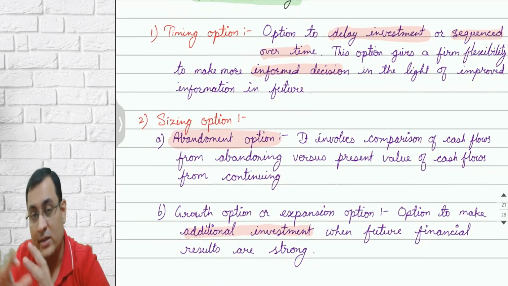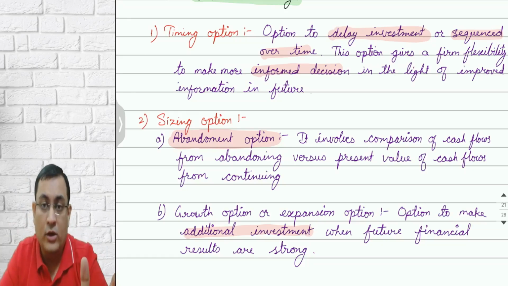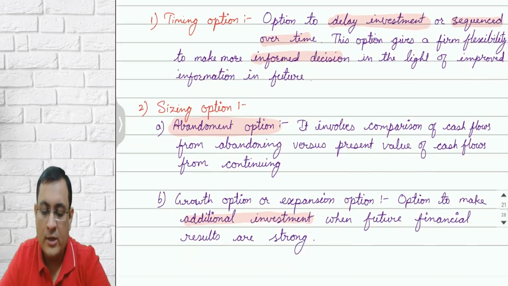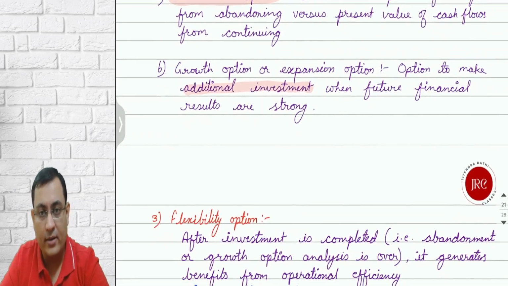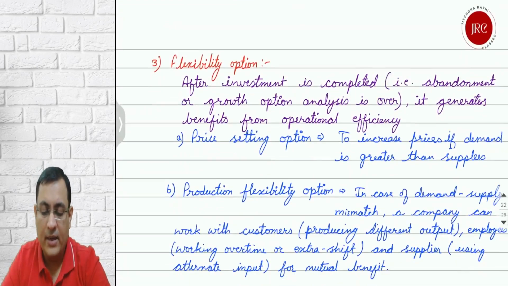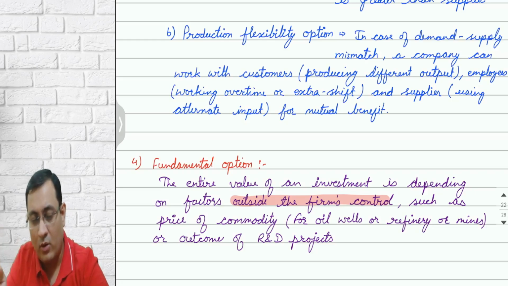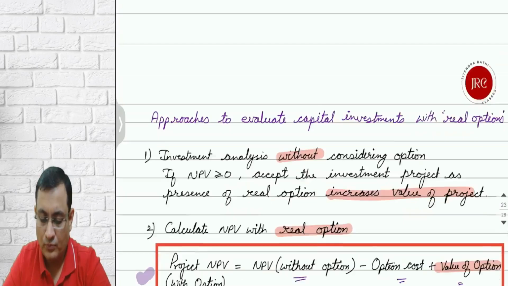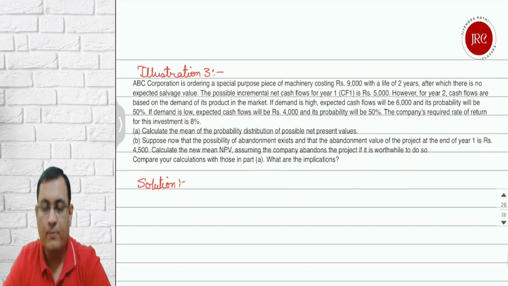Or you can delay a single project. We may take it today, we may take it after 2 years, depending on the new information which we will receive over the next 2 years. Sizing, abandonment: we are now taking this growth option, which we have already considered in the second, whether to go for that project or not. Flexibility in prices we have not considered, but production flexibility is changing from only coal to 3 different energy sources. So let's go for the next illustration, illustration number 3.